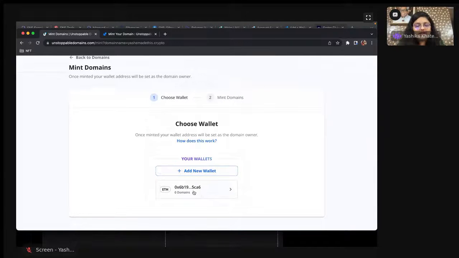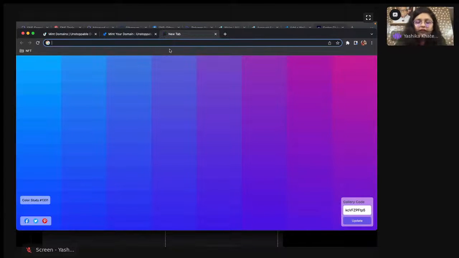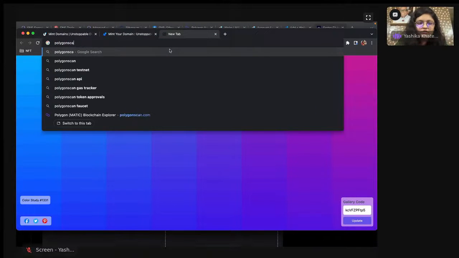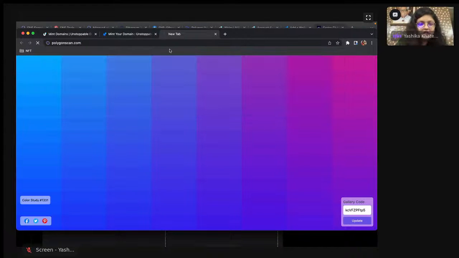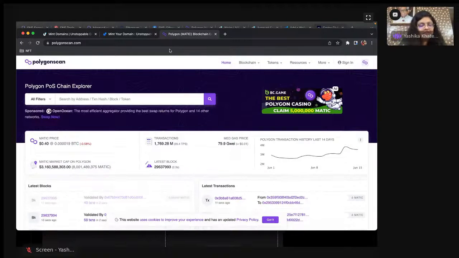I already have my wallet attached here, and that's why it is able to show me. In case you did not have that, this is a very important step, guys. Please take note of this. You have to go on polygonscan.com. Like we have Etherscan, the blockchain explorer for Ethereum, there is Polygonscan for Polygon and BscScan for BNB chain. So this is for Polygon.